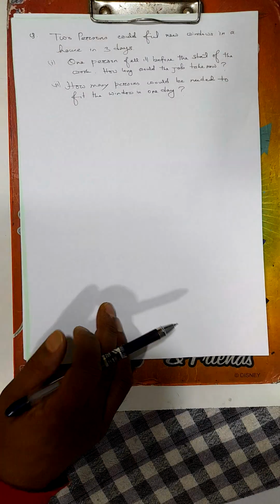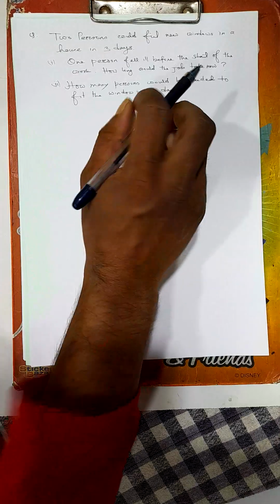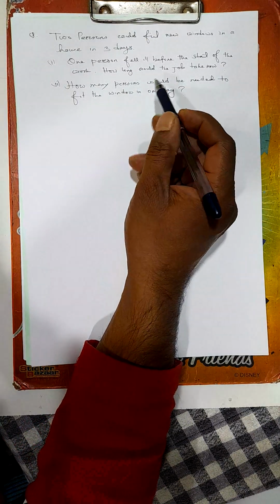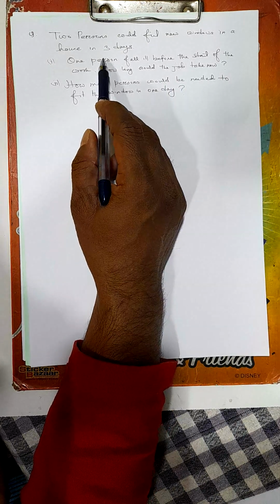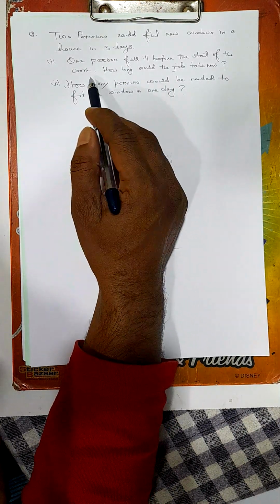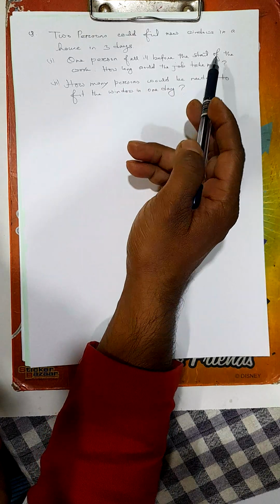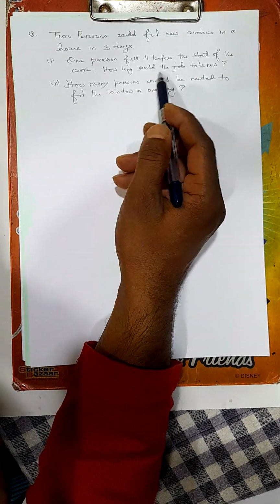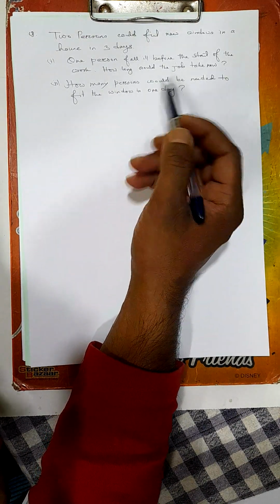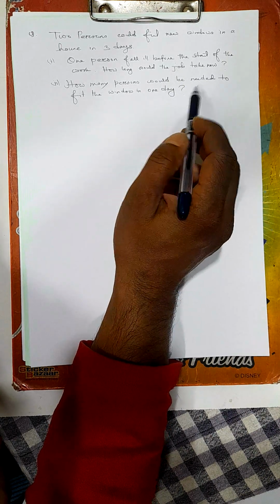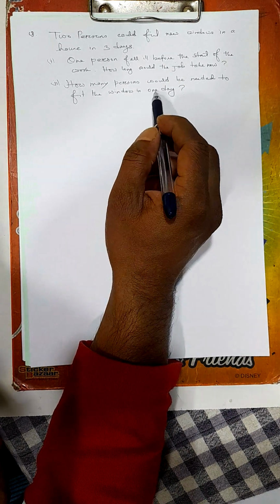Let us come to question number 3 here. 2 persons could fit a new window in a house in 3 days. One person fell ill before the start of the work. How long would the job take now? How many persons should be needed to fit the window in 1 day?